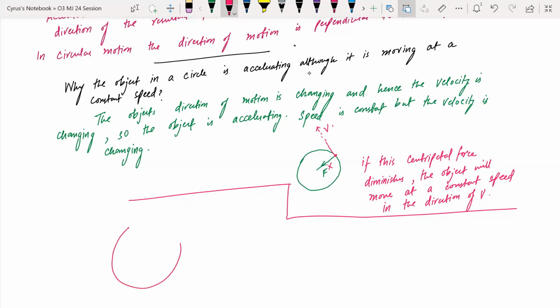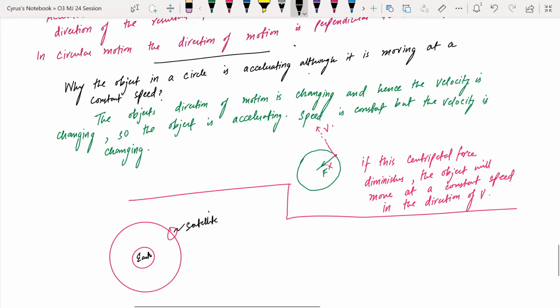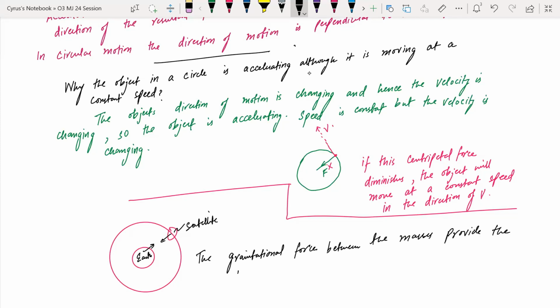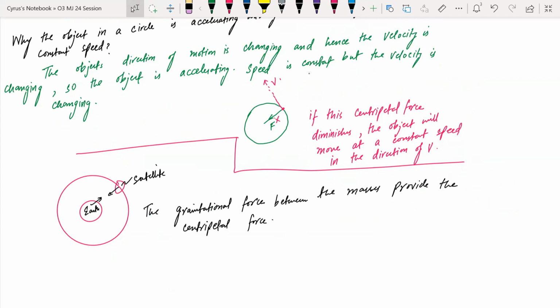Let's say you have the earth and a satellite, right? So this is the earth here and this is the satellite which is here. This satellite and earth both are in an orbit. The satellite is in orbit with the earth because the gravitational force between the earth and the satellite provides a centripetal force. The gravitational force between the masses provides the centripetal force. If there is a gravitational force, then there is a centripetal force.